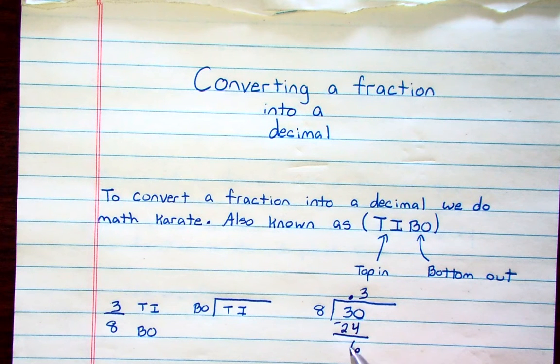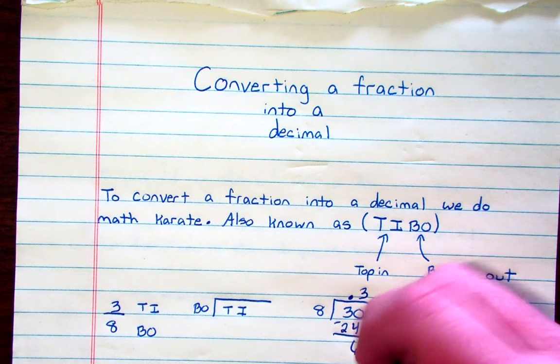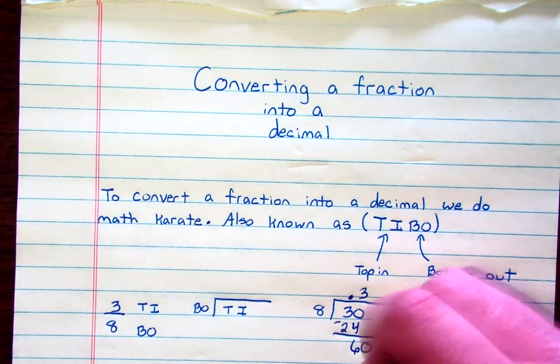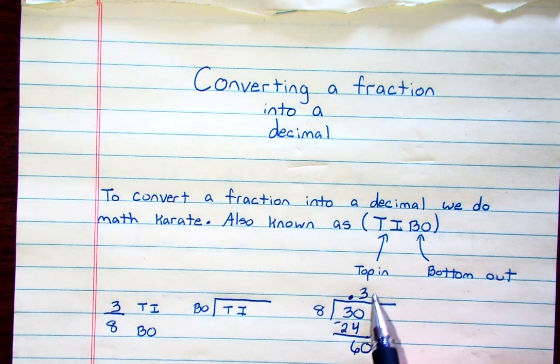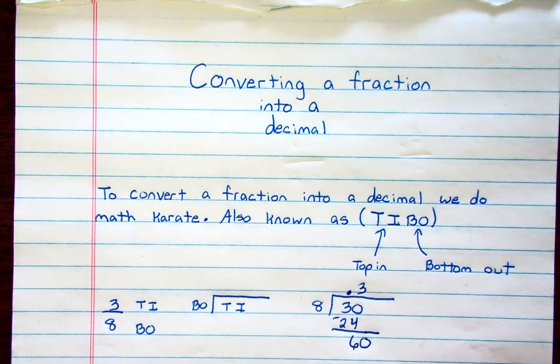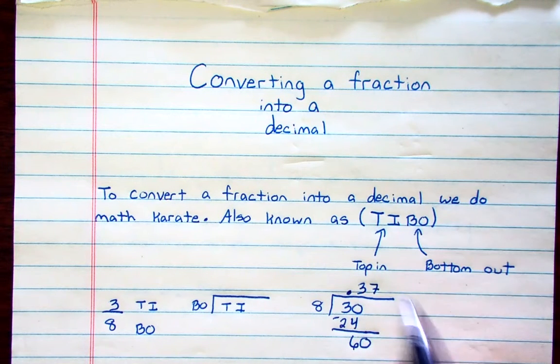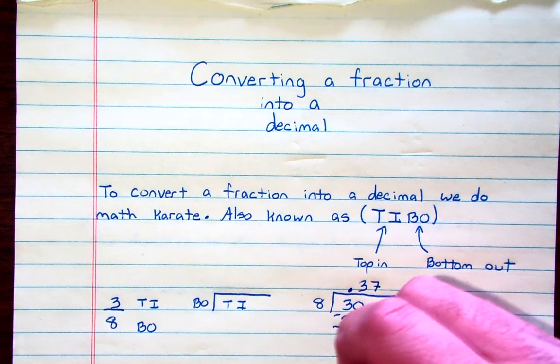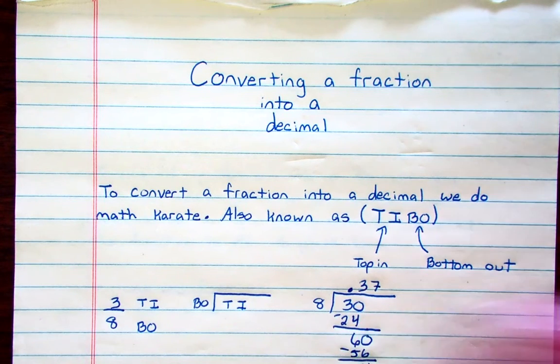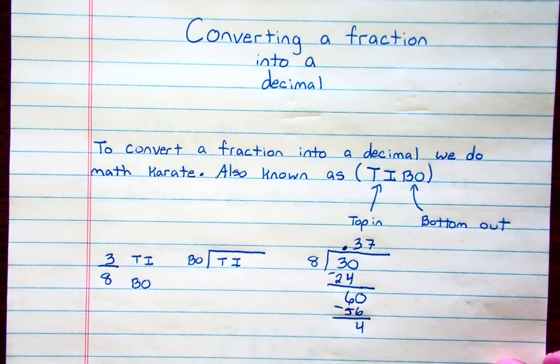Can 8 go into 6? No, it cannot. But since I have a remainder, you add the 0 behind the 6. Notice how I did not add a 0 up here. Again, if you have a remainder, just bring a 0 right behind it. Now, 8 can go into 60 7 times. 7 times 8 is 56. That leaves you with a remainder of 4.